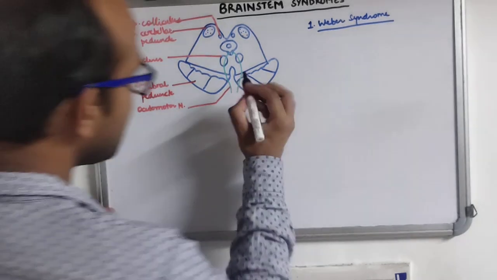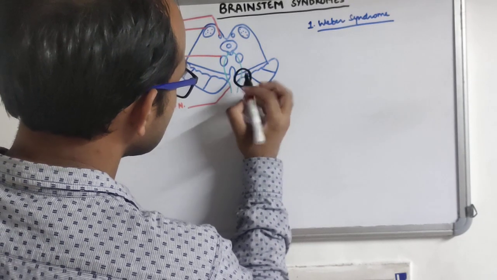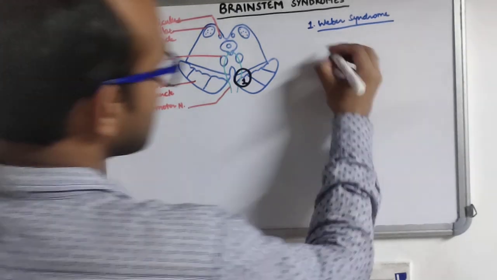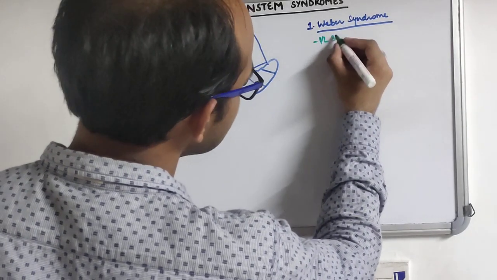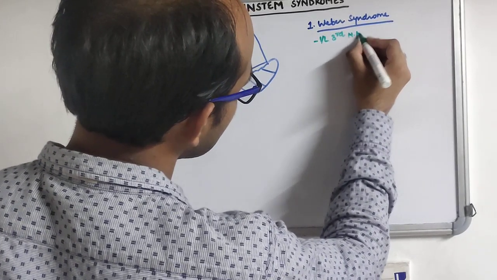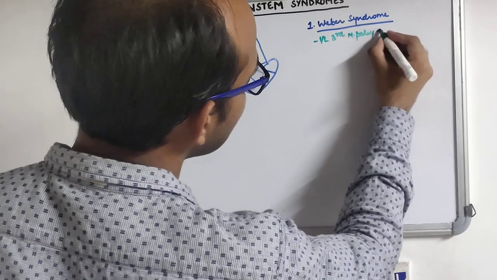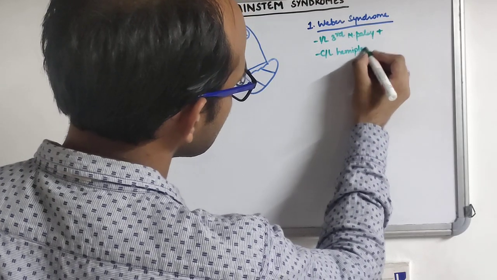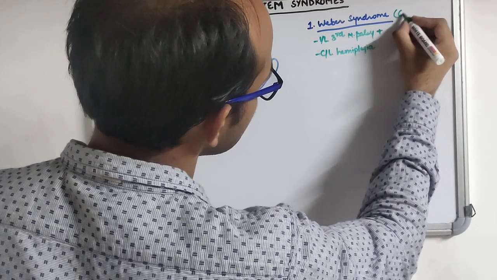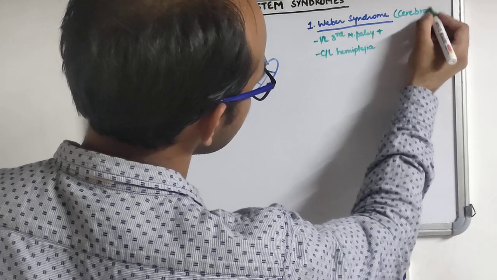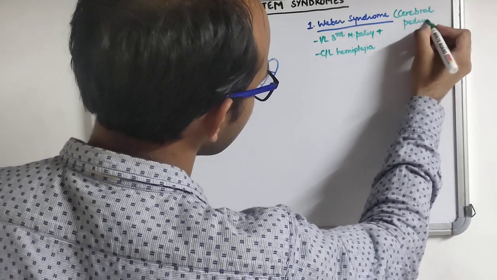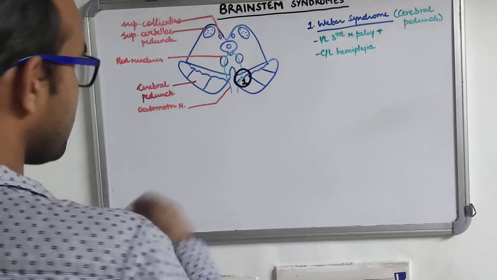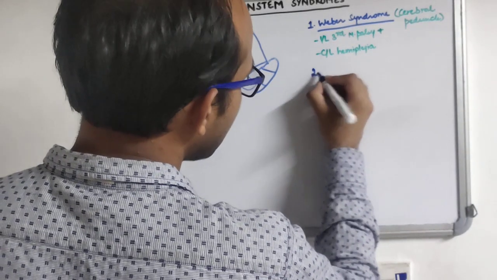So if there is an injury here, what will happen? Ipsilateral third nerve palsy plus contralateral hemiplegia. Clear?